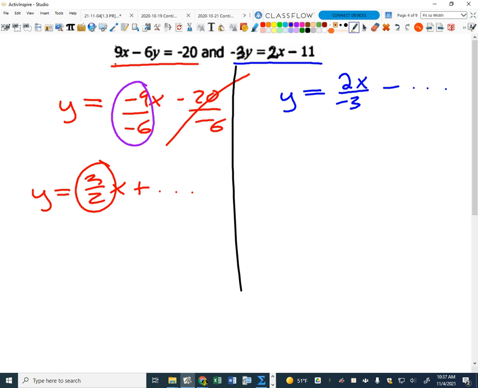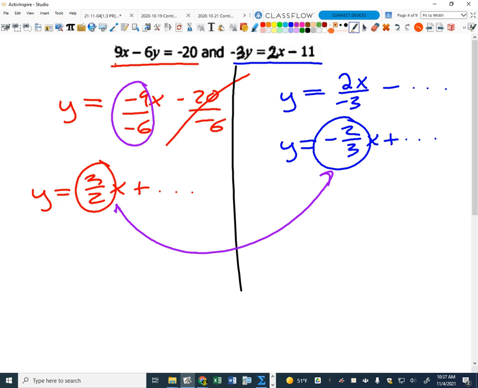Minus, who cares, right? All we care about is the x term. So then I'm getting y equals negative 2/3, because positive over negative is negative, right? Negative 2/3 x plus, we don't care. And look at those two. Those are opposite reciprocals, so they are perpendicular. Okay, everybody good with that?